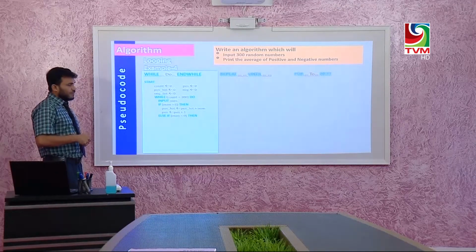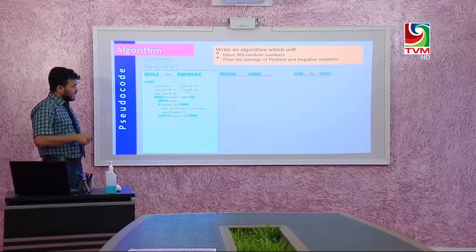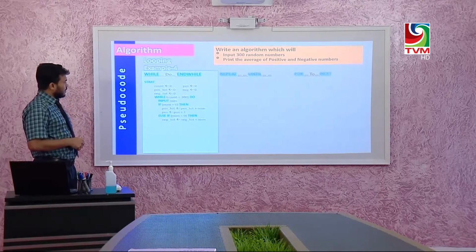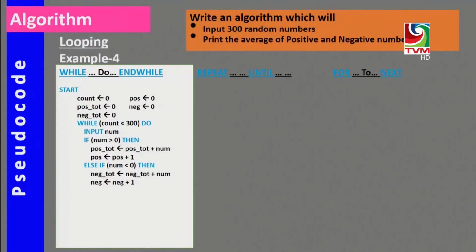If you input a negative number, it will go to this part: else if num less than 0, then net total equal to net total plus num, and net equal to net plus 1, end if.